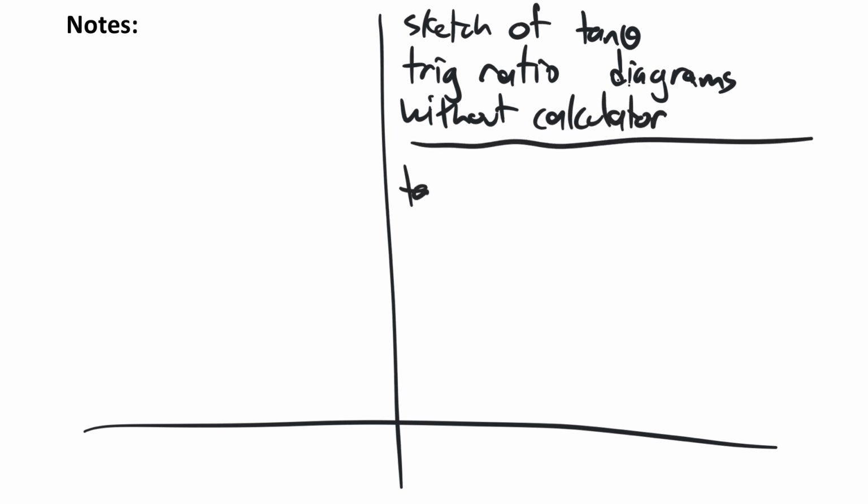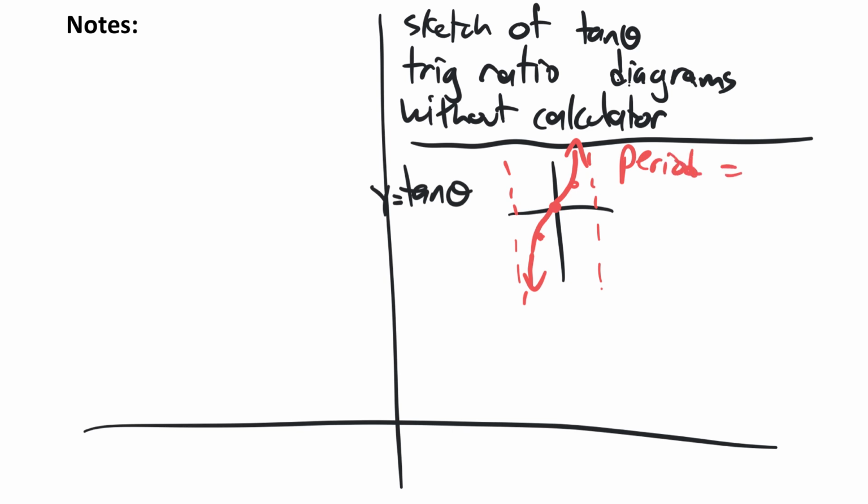So tan theta, if this is our y equals tan theta, basically just looks like this. We grab a couple points here. Boom, boom, boom. Couple asymptotes. And there's our graph of tan theta. Remember, the period is 180, or simply pi if it's in radians. The asymptotes are at 90 degrees, or pi over 2, and minus 90 degrees, or minus pi over 2.